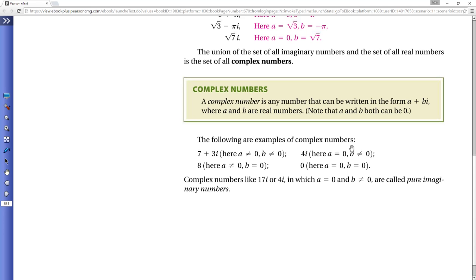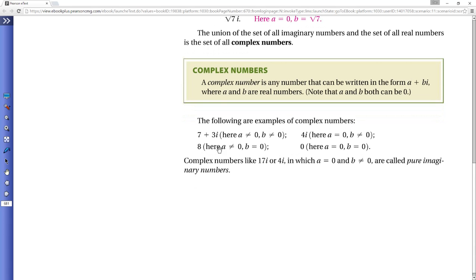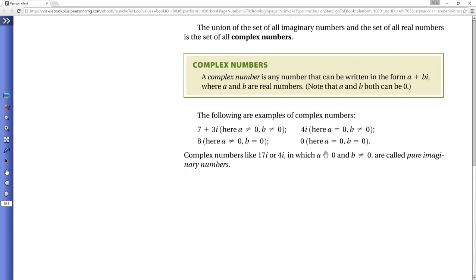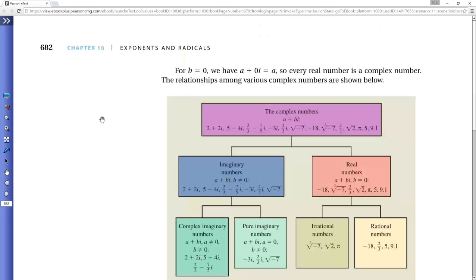So here's examples of complex numbers. 7 plus 3i, 8. In this case, b is equal to 0, but that's still in this number set. It's just a real number, and so on. And if they're both 0, that's fine too. And then when they talk about pure imaginary numbers, though, they're talking about that b cannot be equal to 0. So there's a lot of language here, but let's start looking at some diagrams that can illustrate that.